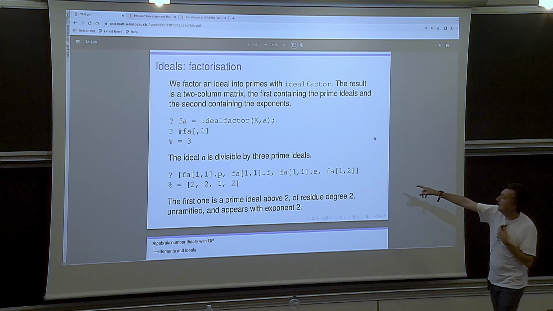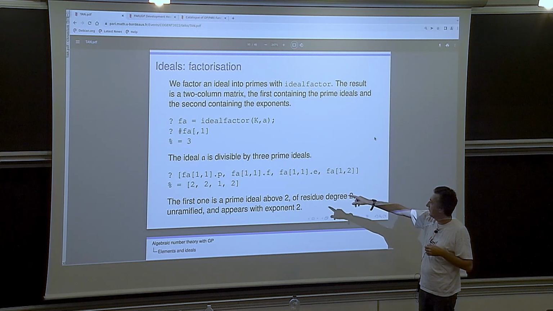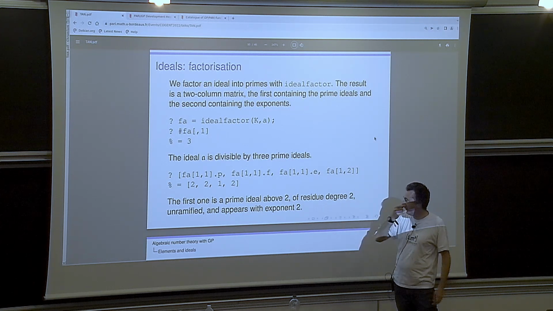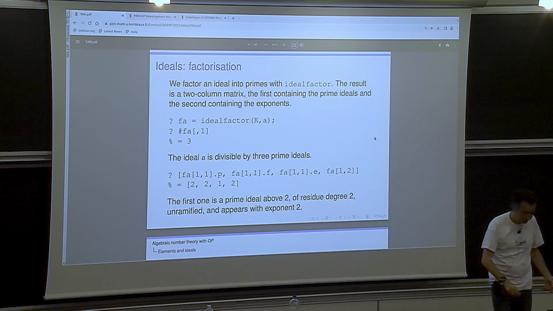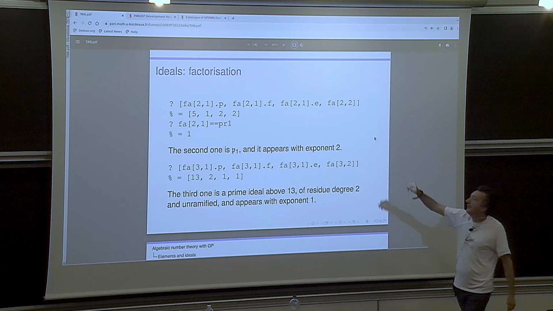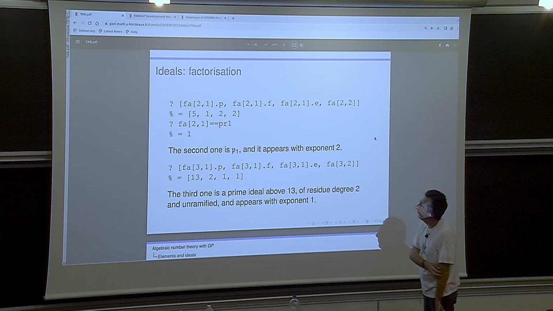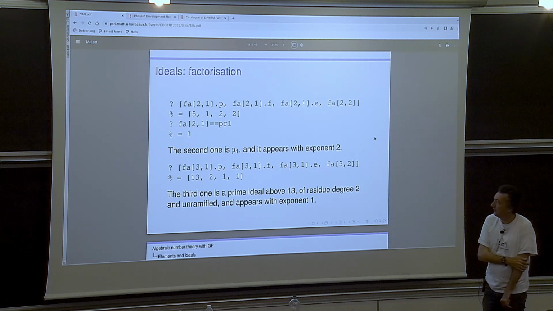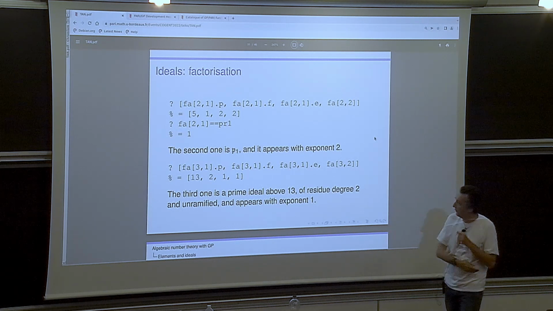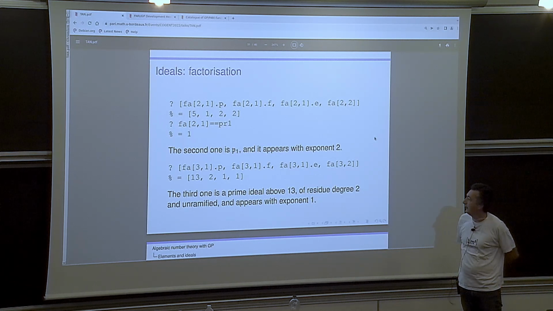Okay, so this command tells you that the first prime is above 2, residual degree 2, it's not ramified, and it appears with exponent 2. Okay, and the next one you see it's above 5, residual degree 1, ramification 2 and exponent 2. And you find the second one is clear from the previous thing. Okay? Okay, so the third one is above 13.